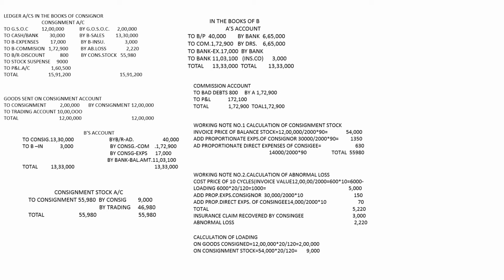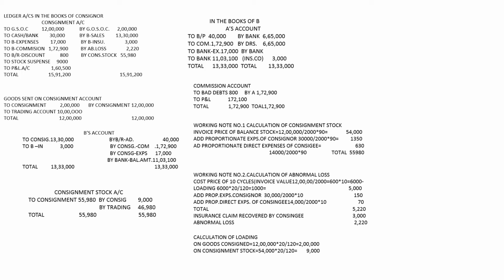Then he has an abnormal loss. 10 cycles due to flood were destroyed in his godown. So how do we work out the value of 10 cycles? We have to work it out at cost price of 10 cycles. Since in the question we are given invoice price of 2000 cycles, invoice price is 12,000, of 1 and of 10 it comes 6,000.